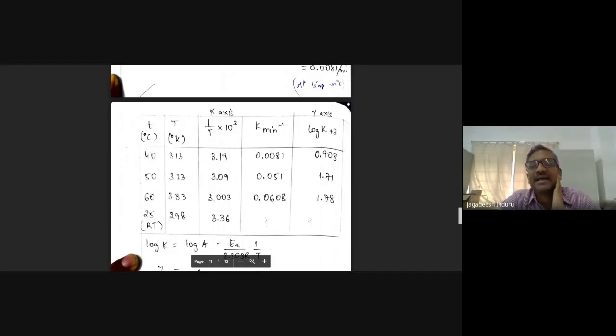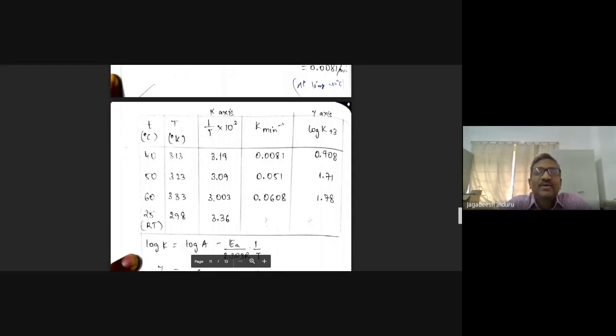And log k plus 3. So how much are you going to have? That is 3, considering 10 to the power of 3. Log of 10 to the power of 3 is equal to 3. That is the reason you are plotting log k plus 3, and that value is pasted here, because on the y-axis you multiplied with 10 to the power of 3. So you are getting this value.